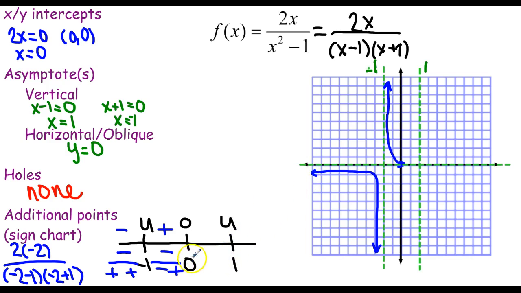Now I need to pick a point between 0 and 1. So maybe I'll pick a point like +1/2. So 2 times +1/2, that's a positive. +1/2 minus 1 is a negative. +1/2 plus 1 is a positive. So the overall sign of the denominator is a negative. So positive over a negative, that value is going to be a negative. So now I know that between 0 and +1, I'm going in the negative direction. Again, I'm not going to cross that horizontal or vertical asymptote, but I'm going to get really close to it.